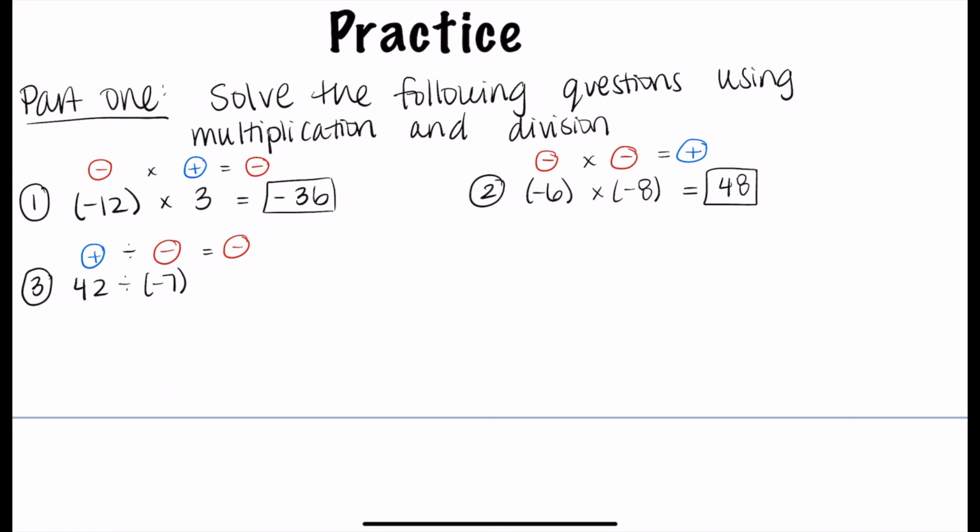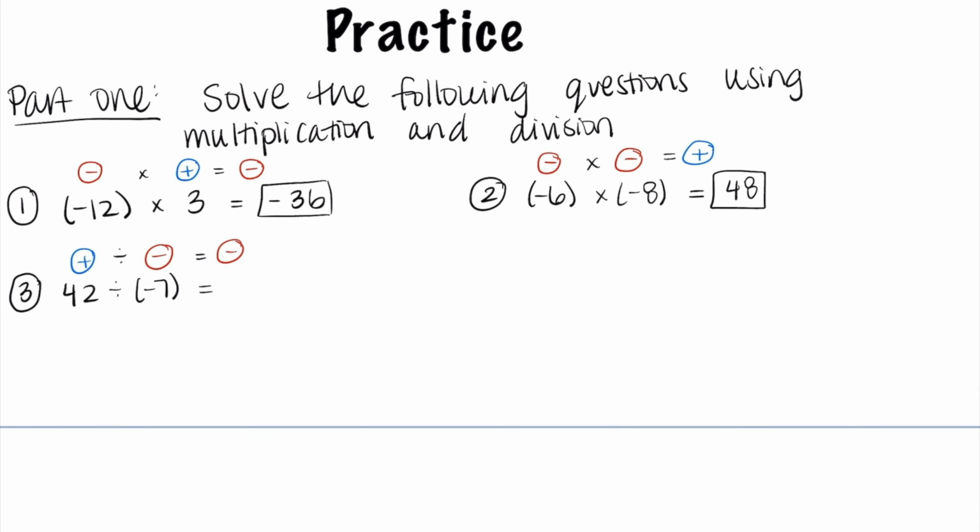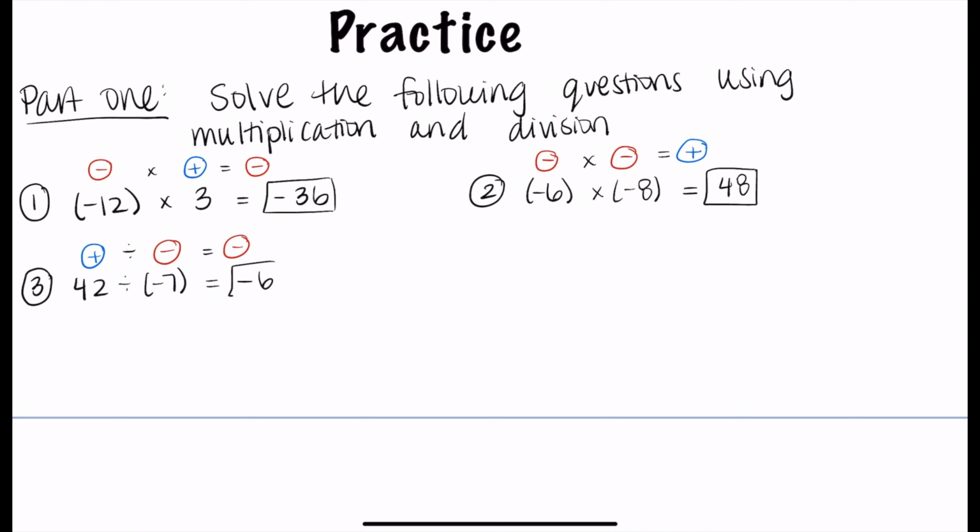So when we do 42 divided by 7, we know that that is 6, but we know our answer should be negative. So our answer for number 3 would be negative 6.